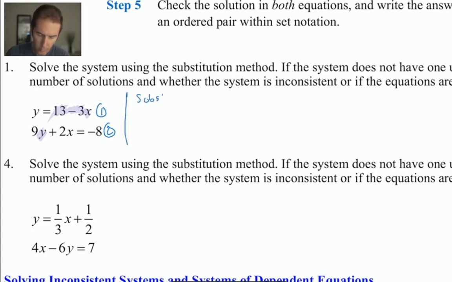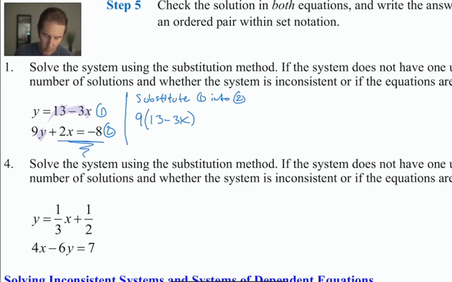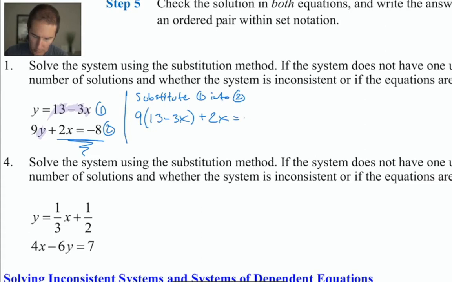substitute equation 1 into equation 2. So instead of writing 9y, I'm going to write 9 times the quantity 13 minus 3x. And then I do still have to write the rest of that equation, so plus 2x minus 8. And that's equation 2. What you're seeing now is the equal sign didn't register, or I didn't put it. 2x equals, oh, I see what happened there. I'm going too fast. Equals negative 8.